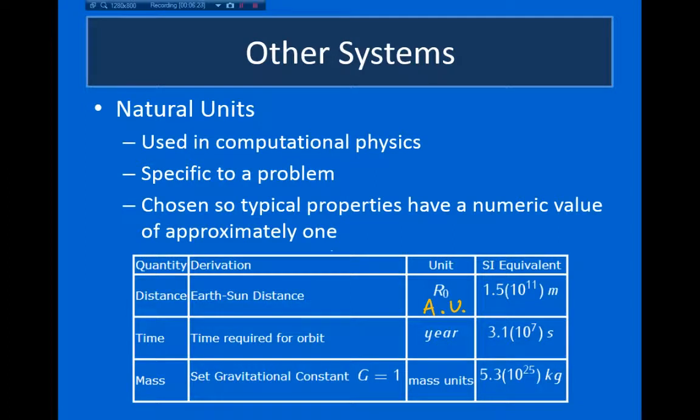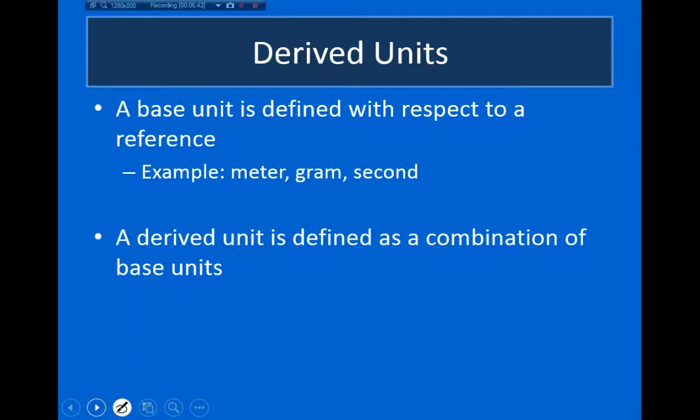Now, the mass is a little bit trickier, because of course the Sun and the Earth have vastly different masses. The typical way that we handle this is we set the universal gravitational constant, big G, to have a numeric value of approximately 1. Now, all of the units that we've talked about up until now are what are called base units. These are units which are just arbitrarily defined with regard to some kind of reference.